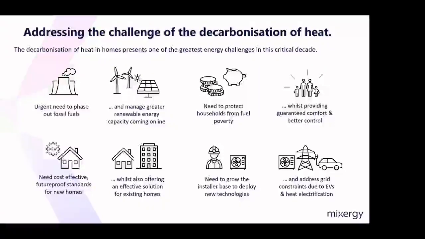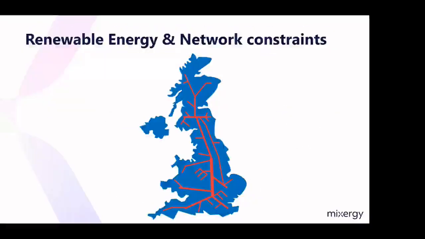There are currently around 126,000 gas-safe registered installers in the UK, and we need to grow and retrain the installer base to deploy the new technologies and address grid constraints due to electric vehicles and the electrification of heat. So, if we look at network constraints, the UK power infrastructure is like the veins of the country, pumping power around England, Scotland and Wales.